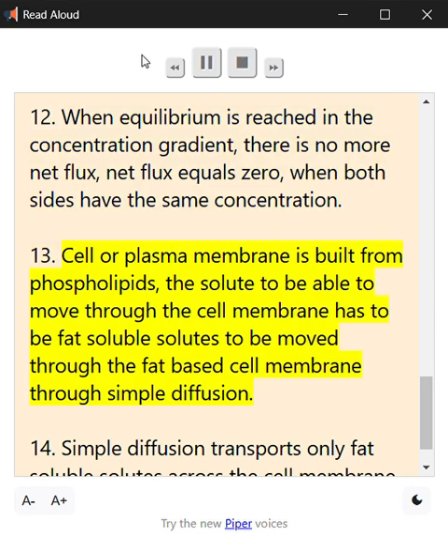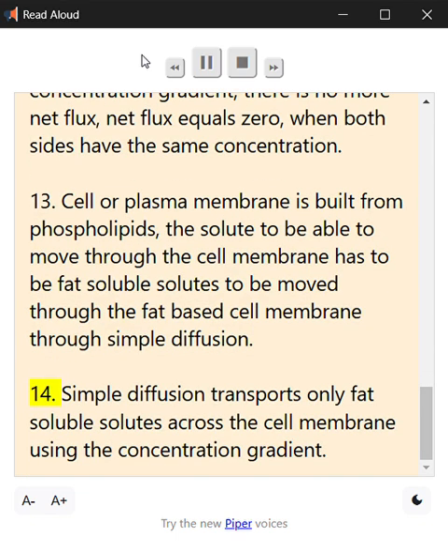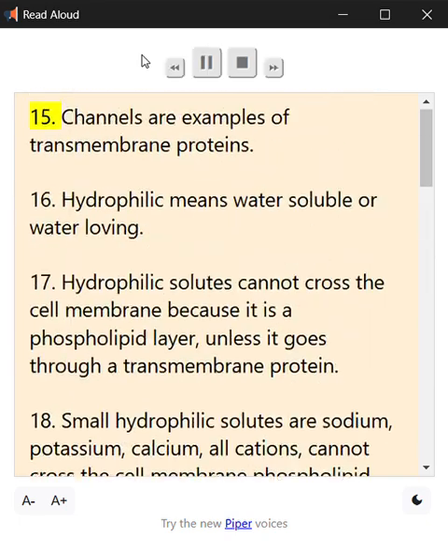13. The cell or plasma membrane is built from phospholipids. For a solute to be able to move through the cell membrane, it has to be a fat-soluble solute to be moved through the fat-based cell membrane through simple diffusion. 14. Simple diffusion transports only fat-soluble solutes across the cell membrane using the concentration gradient. 15. Channels are examples of transmembrane proteins. 16. Hydrophilic means water-soluble or water-loving.